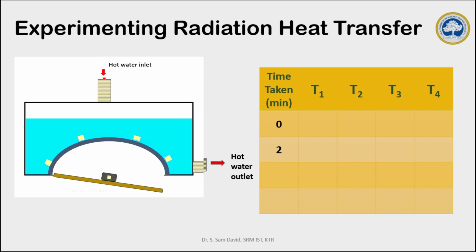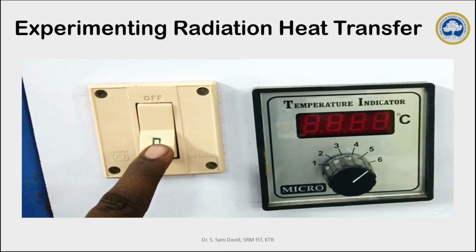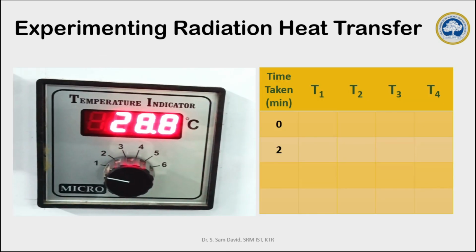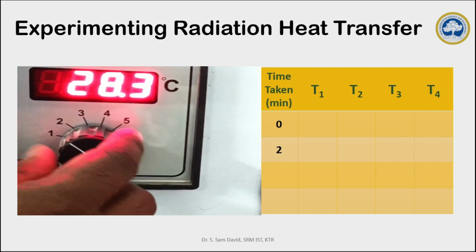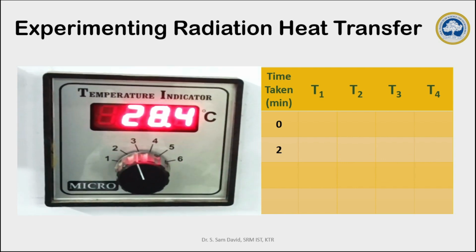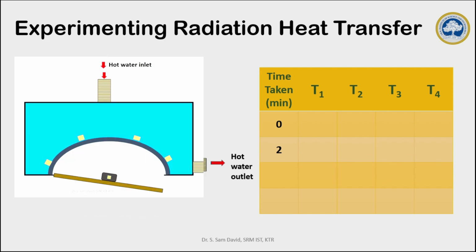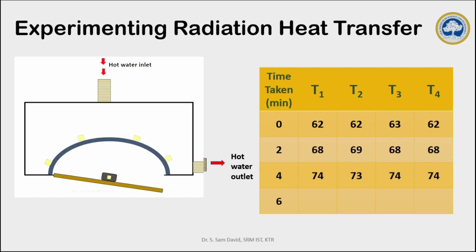By monitoring this temperature, we can identify whether the system has attained steady state or not. In a typical experiment, by rotating the knob of this, we can find the temperature of each thermocouple. Every 2 minutes, we have to take the reading of all the 4 thermocouples to verify whether the system has attained steady state or not.